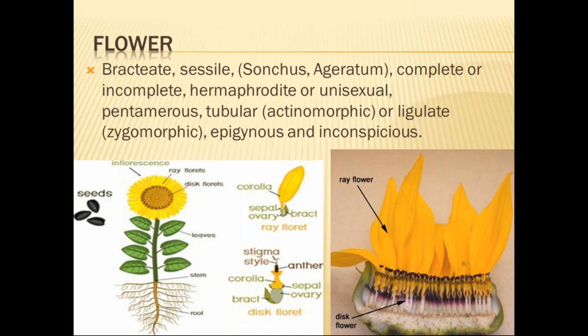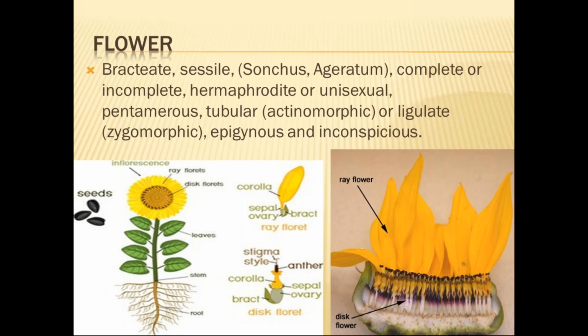They are bracteate and sessile. They are complete or incomplete, hermaphrodite or unisexual. They are pentamerous, tubular or ligulate or zygomorphic, epigynous, inconspicuous in arrangement. That is, they have a very small, papery bract, which is seen in the photograph on the left side, at the center. There are disc florets and ray florets. There are two types of florets, two types of flowers present in this particular inflorescence. The disc florets are on the disc, and the ray florets are at the surrounding.